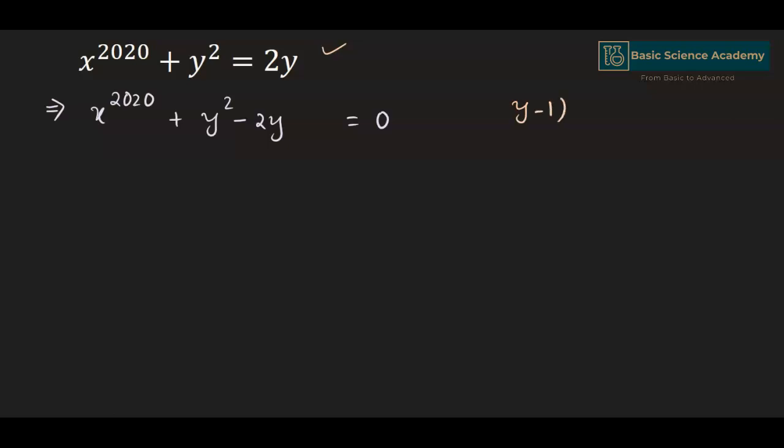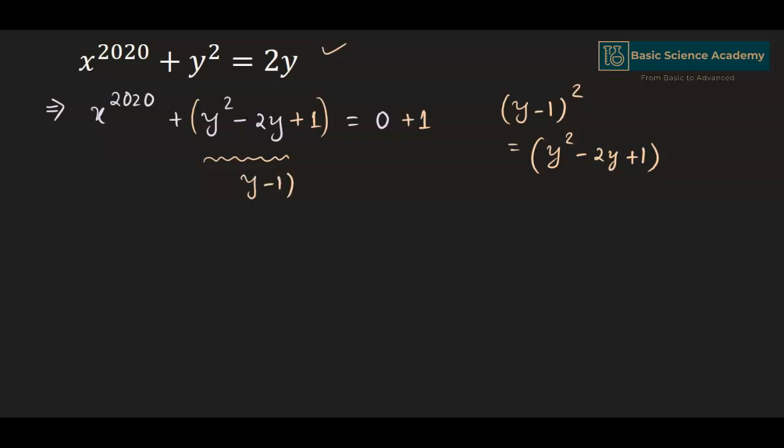(y minus 1) whole squared equals y squared minus 2y plus 1. Hence, in order to make this a perfect square, we have to add 1 to both sides of this equation. Now we can replace y squared minus 2y plus 1 by (y minus 1) whole squared. Now the equation becomes x to the power of 2020 plus (y minus 1) whole squared equals 1.